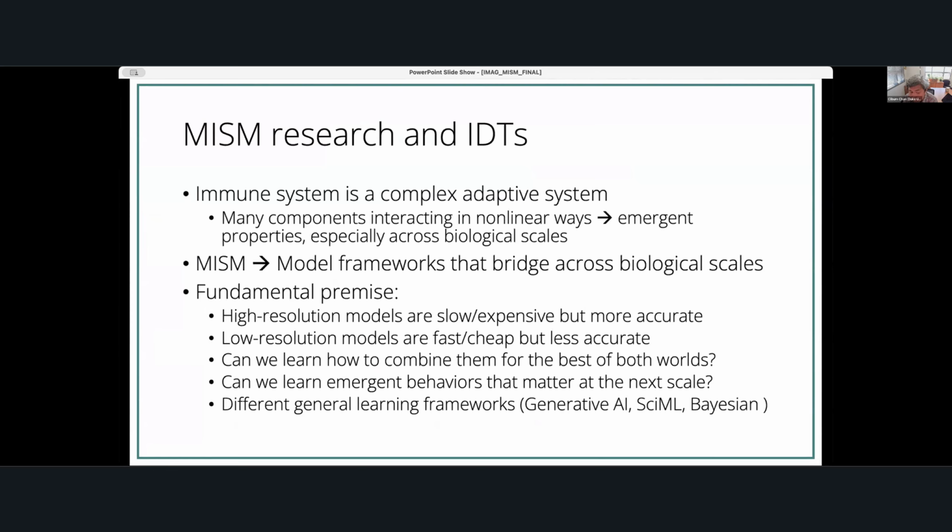The fundamental premise of the sort of research that we're interested in is that high-resolution models are slow and expensive, but more accurate, while low-resolution models are fast and cheap, but less accurate. And so we want to learn how to combine them for the best of both worlds, right? And our approach is a learning approach. Can we learn emergent behaviors that matter at the next scale? And we adopt several different general learning frameworks to do this. Project 1 uses a generative AI approach, Project 2 uses a scientific machine learning approach, and Project 3 builds a Bayesian framework to do this.